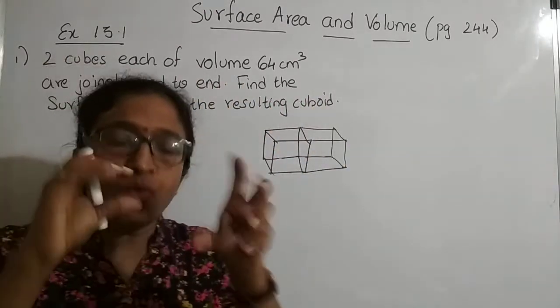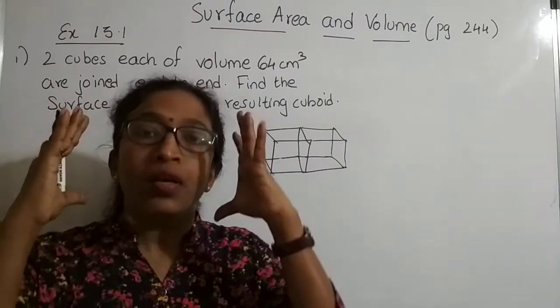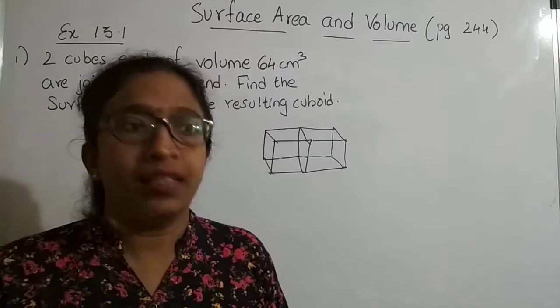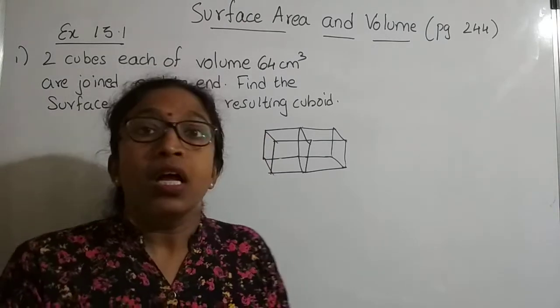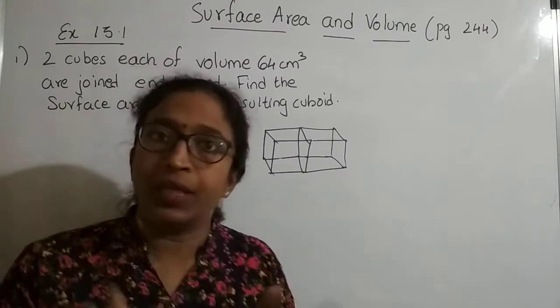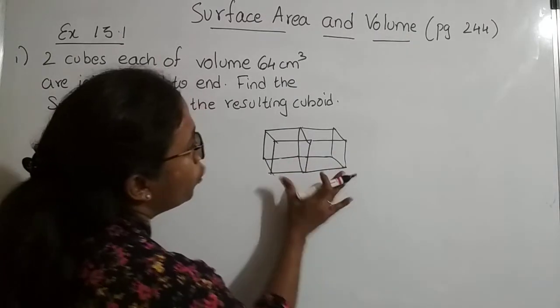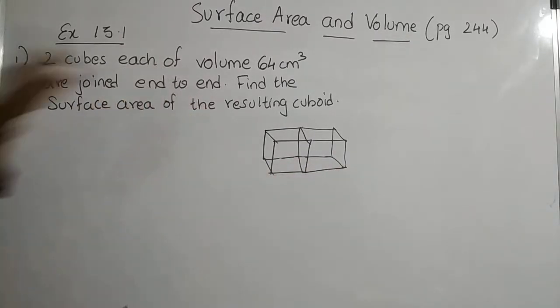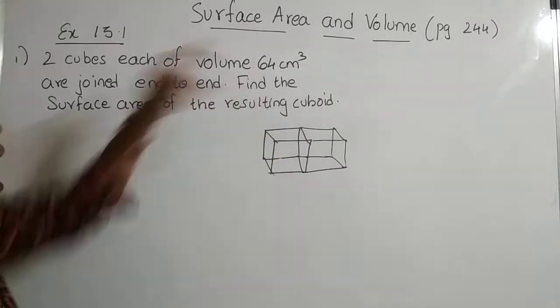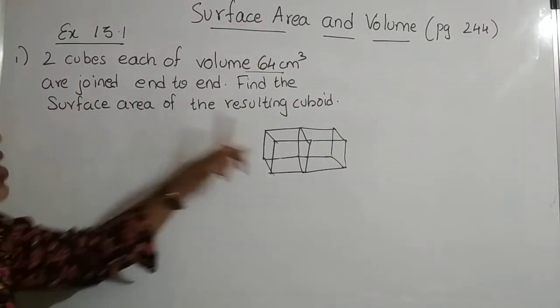As soon as you read the question, I request you to draw the diagram so that you can really visualize it. Drawing the diagram is not compulsory, but it will give the confidence that we are going the right path. Here you can see I have joined one cube, I have drawn one more cube and they join. So two cubes are joined together and the volume of each cube is given as 64. You have to find the surface area.